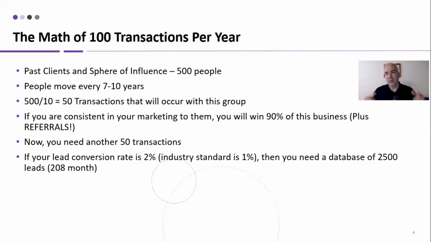Now, if you're going to implement the systems that I'm showing you, you're going to be better than the industry standard. So let's say we double that and you have a 2% conversion rate. Then the math is 50 divided by 0.02. That means over a year, you need to generate 2,500 leads. Or if you do the math, that's 208 leads per month.